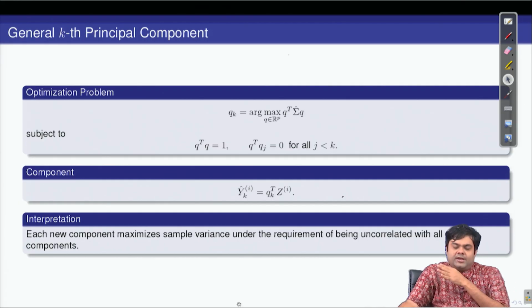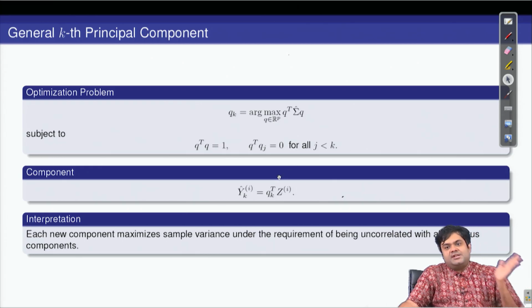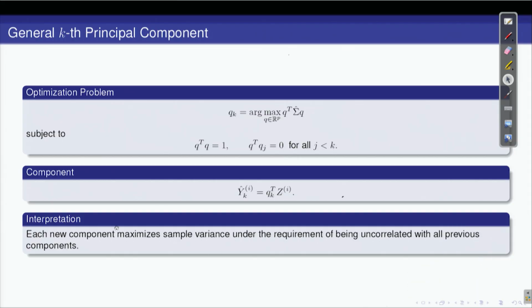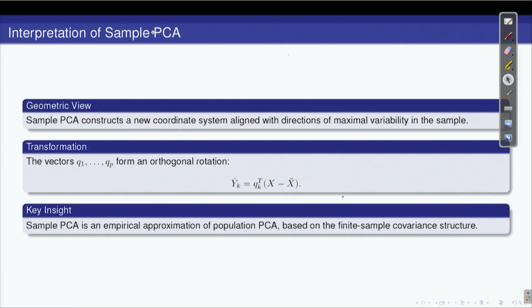Similarly, if you keep going, at the kth step, the condition you impose is: maximize variance, keep it a unit vector, and pick the vector to be orthogonal to all the other directions obtained in the previous k minus 1 steps. This way, when you proceed, you get an orthogonal coordinate system of decreasing order of variance. So, each new component maximizes the sample variance under the requirement of being uncorrelated with all previous components.